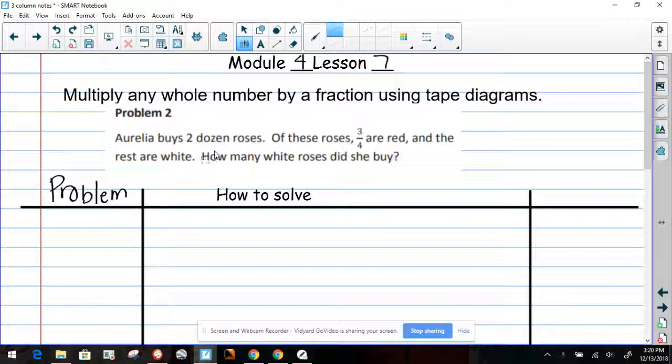Aurelia buys 2 dozen roses. Of these roses, 3/4 are red and the rest are white. How many white roses did she buy?